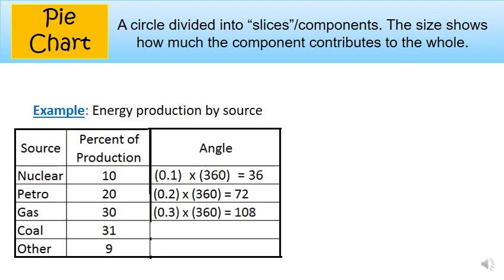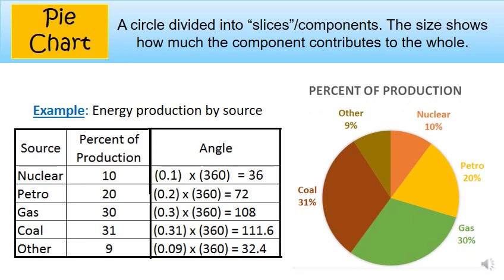And you do it with the gas, 30%. So portion 0.3 times 360 gives us 108 degrees. And then coal is 0.31, so 31% of the 360 degrees gives us 111.6 degrees. And then of course right at the end, the other, 0.09 of the 360 degrees gives us the remaining 32.4 degrees. So then you can draw this, and that's my diagram, also made in Excel. And you can definitely see the two main ones here are gas and coal.